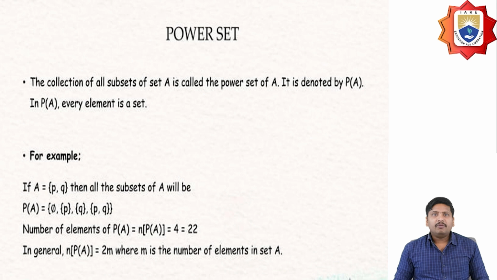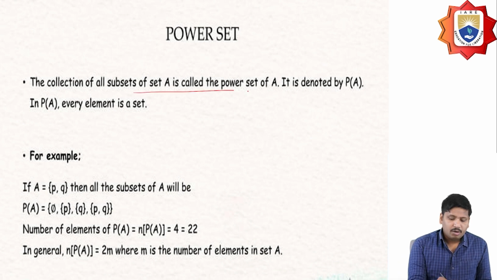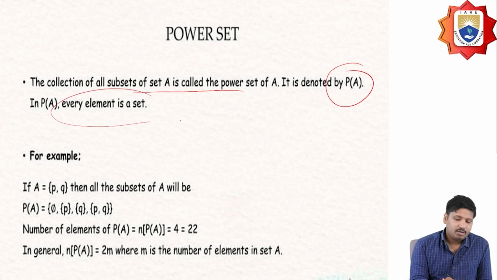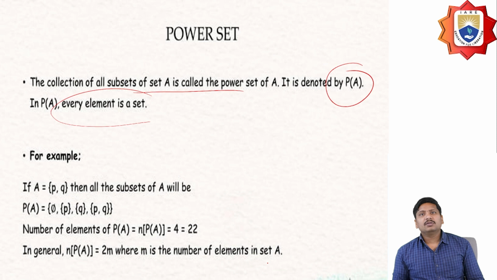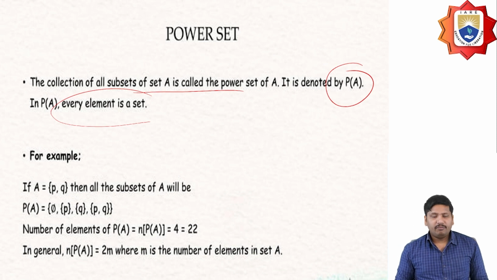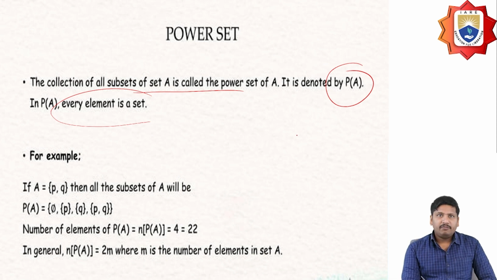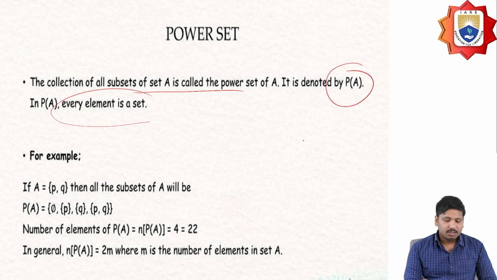And the next one is the power set. The collection of all subsets of set A is the power set of A, denoted by P(A). In P(A), every element is a set. So the power set is something different from other sets. Here the collection of all subsets of A is called the power set of A and is denoted by P(A). So in P(A), every element is a set.